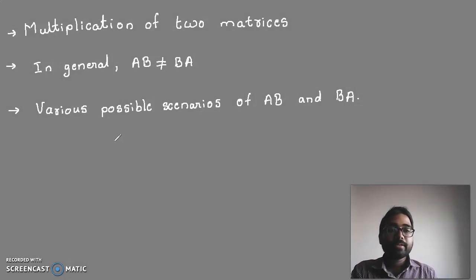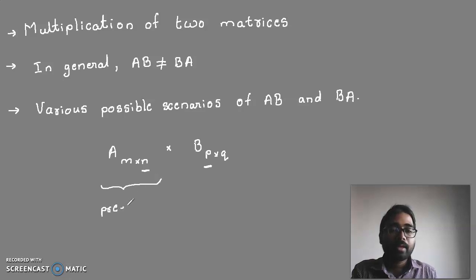Let's say you have a matrix A and a matrix B. Matrix A has order m by n, and matrix B has order p by q. The product of these two matrices, A into B, is defined only when the number of columns of the first matrix, that is n, is equal to the number of rows of the second matrix, that is p. A is also called the prefactor and B is called the postfactor.